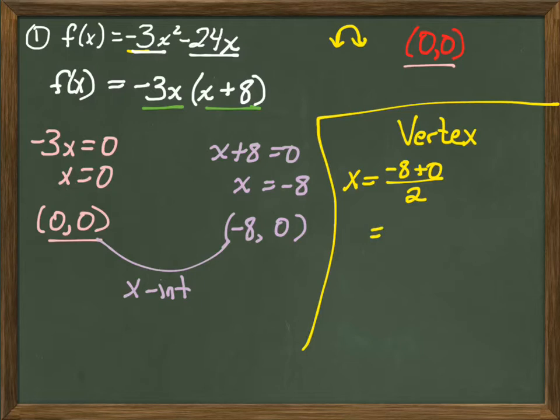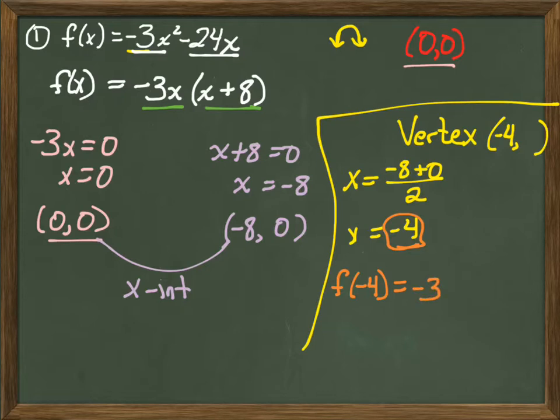Divided by 2 is going to give us a negative 4. So the x value of my vertex is negative 4. My y value does need a little bit more work to find. And when you find your y value, you find it by plugging in that negative 4 we just got into the function. So f of negative 4, and finding out where is that.